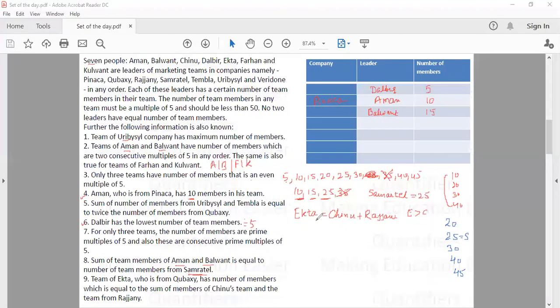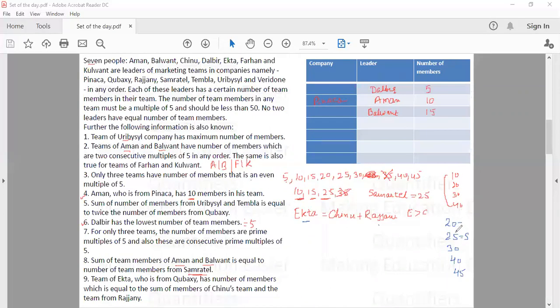Now Ekta's team has members equal to the sum of Chinu's and Rajani's teams. So Ekta's team obviously cannot be the first 3. Ekta's team cannot have 5, 10 or 15 members. That is simply not possible. Ekta's team cannot have 20 members. Again, not possible, since if I give Ekta's team 20 members, then it would not be more than the number of members in Chinu's team. So Ekta's team cannot have 20 members.